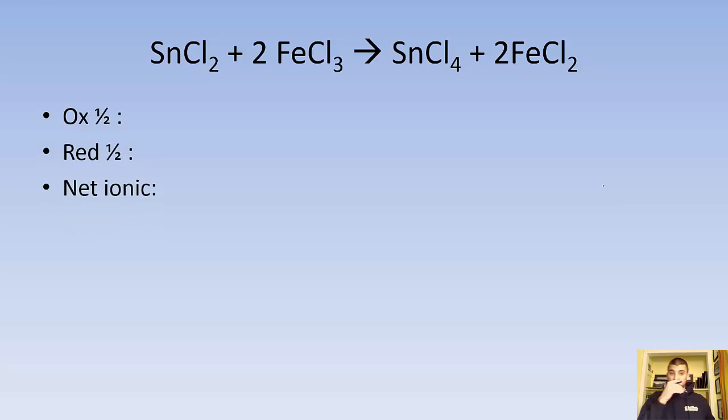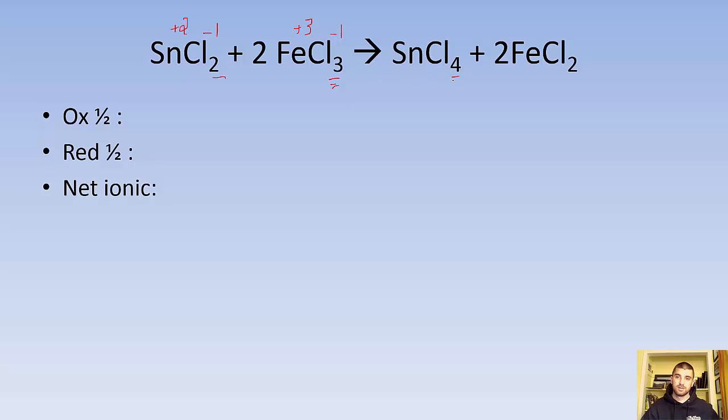All right. So we got tin chloride. I've got to figure out, well, what are the charges of all this? Well, I know chloride's got to be minus 1. There's 2 of them, so tin must be plus 2. Now here we got iron. We got chloride. Chloride's got to be minus 1, and there's 3 of them, so iron must be plus 3.